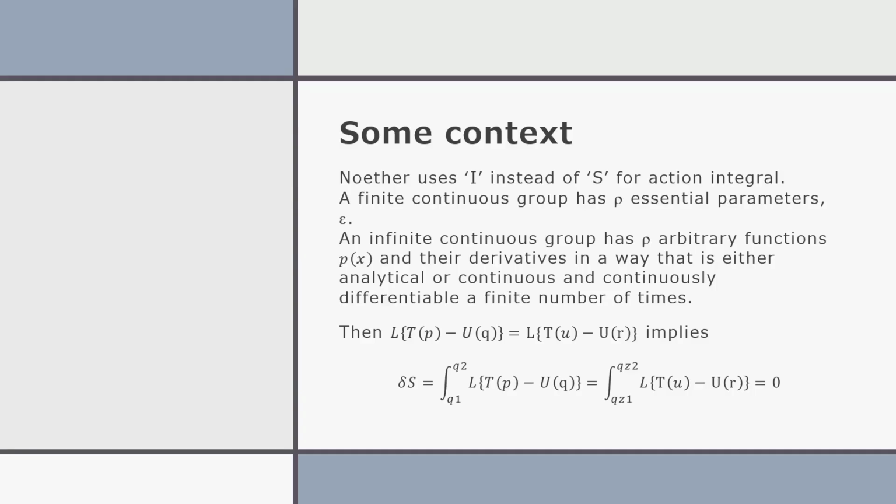Then the symmetry group demands that if delta S, the variation in that first Lagrangian, equals the integral of the Lagrangian with the transformation applied, they still have to equal 0. The variation in the Lagrangian under a symmetry group has to be the same no matter what. Okay, so this is one of the central principles of applying these Lie groups to the Lagrangian.